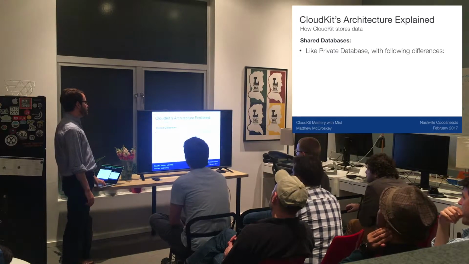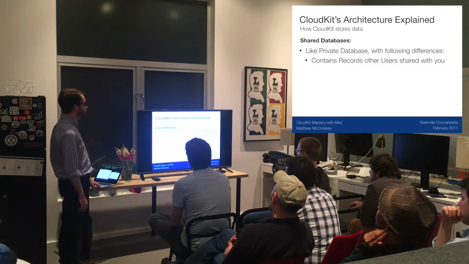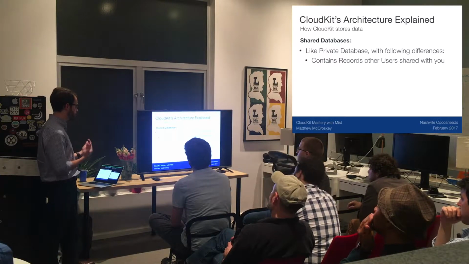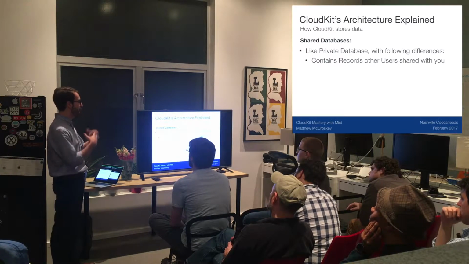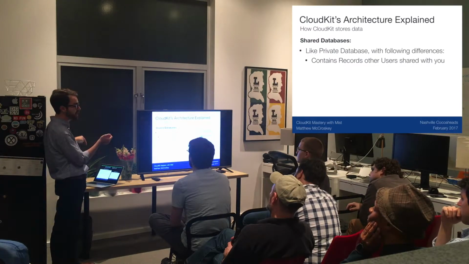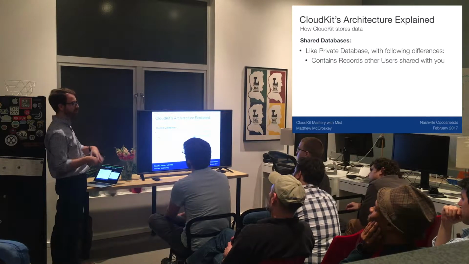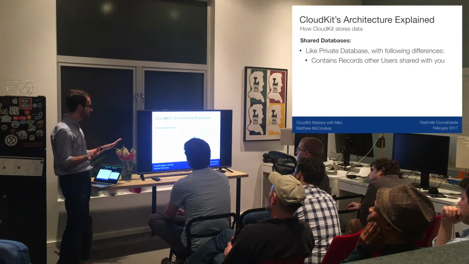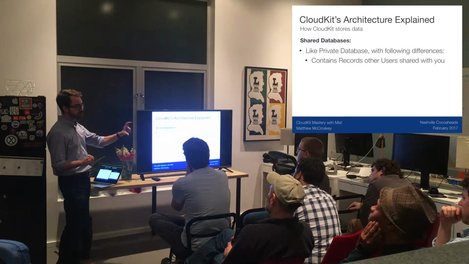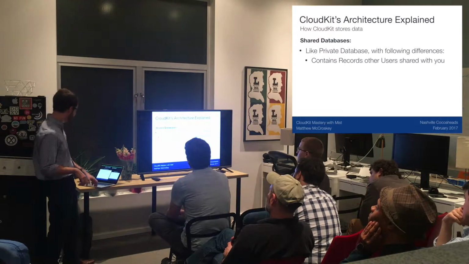Okay, finally, shared databases. They're like private databases with the following differences. So rather than containing records that you created, they contain records that others shared with you. For instance, if my wife and I are going to go grocery shopping, I have my to-do list app, I create a grocery list, that's saved in my private database. I wanted her to be able to see that and us to be able to collaborate on it, so I share it with her. She accepts the share. We won't get into how sharing works because it's pretty complicated, but suffice it to say, when she accepts that, that same set of records shows up in her shared database. So it's in my private database, it's in her shared database.